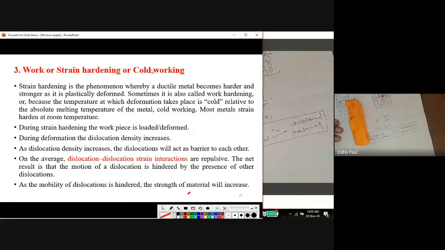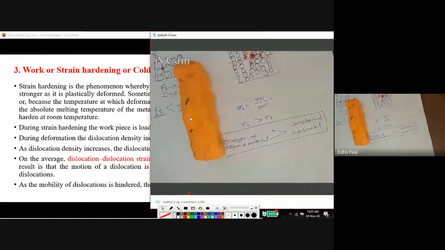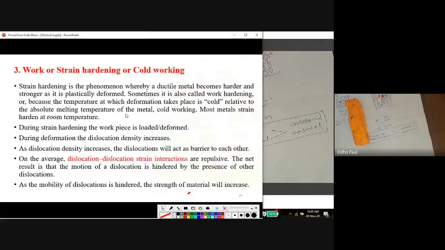The name cold working is because we apply the stress at normal temperature. Strain hardening is the phenomenon whereby a ductile material becomes harder and stronger as it is plastically deformed. Sometimes it is called cold working because the temperature at which deformation takes place is relatively cold relative to the absolute melting temperature of the metal.